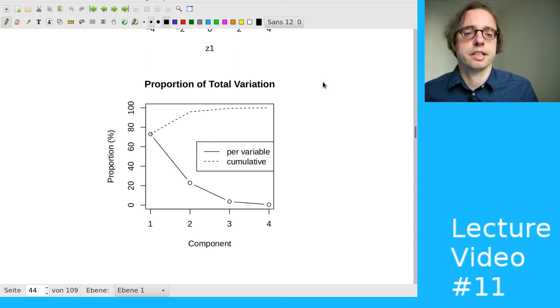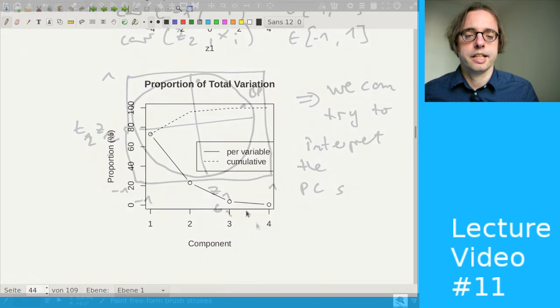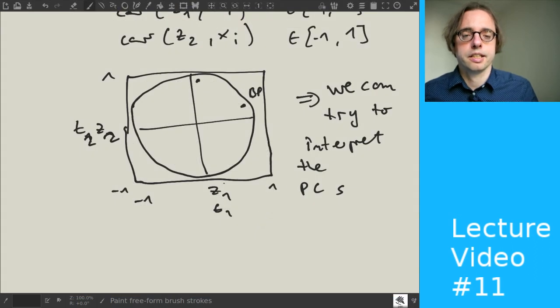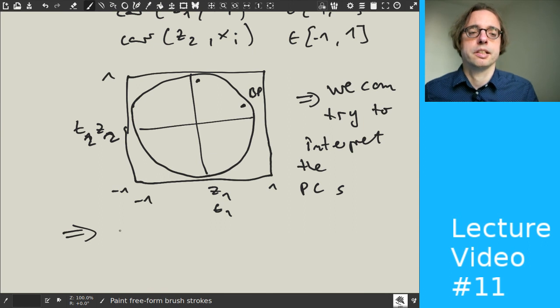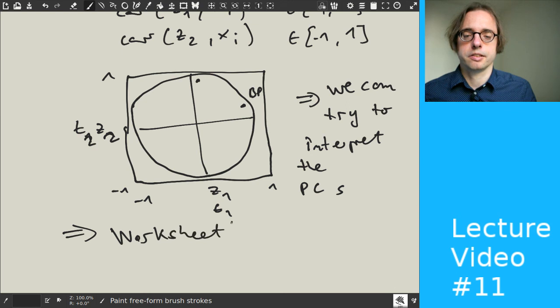Okay, so that's all I would like to say today about principal components analysis. In the worksheets you find examples and also example analysis. We will have at least one complete worksheet that is just devoted to PCA, and you can try to do some practical stuff in R with PCA.